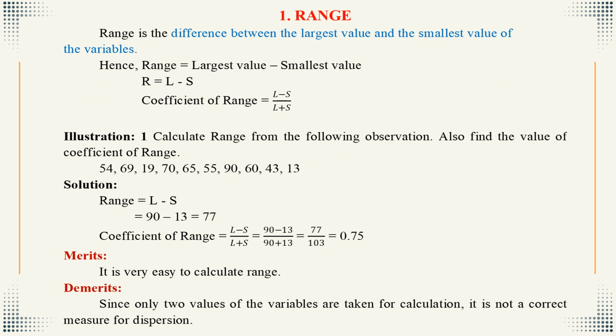Range is the difference between the largest value and the smallest value of the variables. Hence range equals largest value minus smallest value, that is L minus S. Coefficient of range is (L minus S) by (L plus S). Illustration 1 explains calculation of the range from some data given. So from that range is 90 minus 13, highest value and lowest value, that is 77, and the coefficient of range seems to be 0.75.